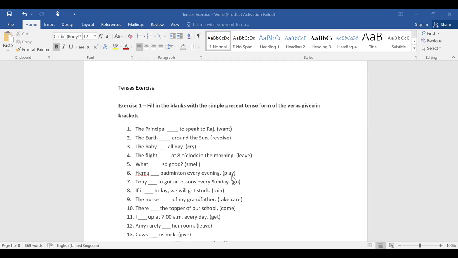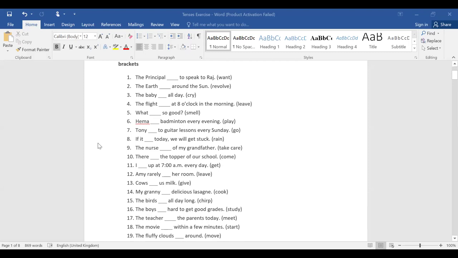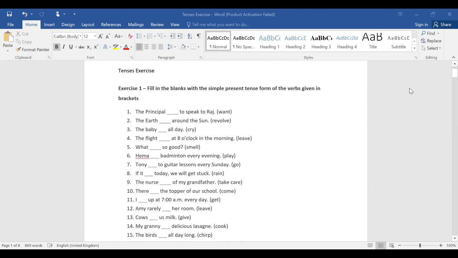Exercise one: fill in the blanks with the simple present tense form of the verb given in brackets. There are 20 of them. I'm showing the first. Let me increase the font size so that those with eye problems can see.